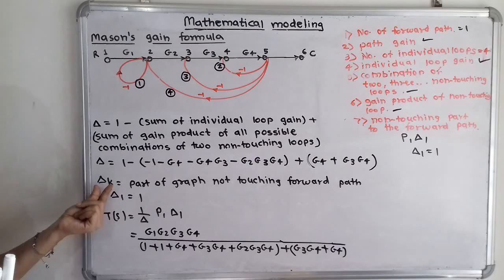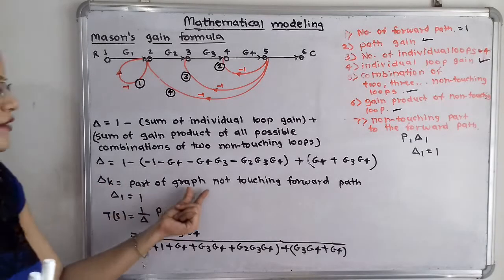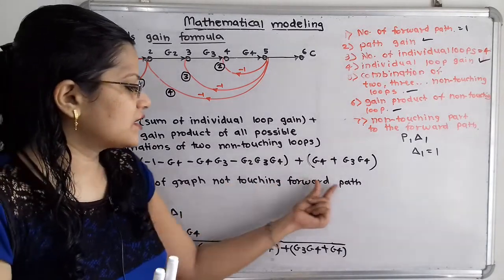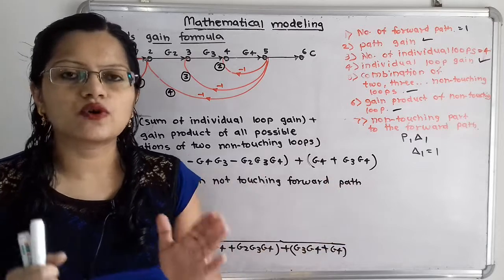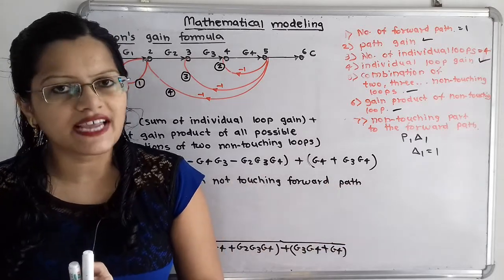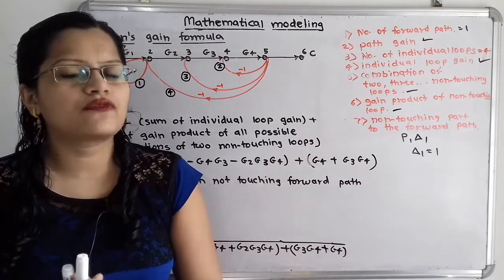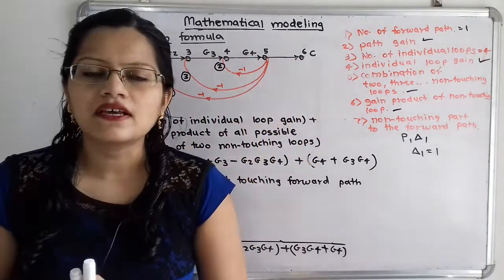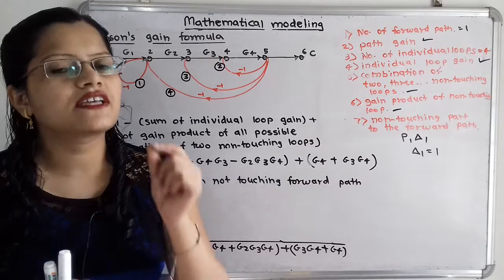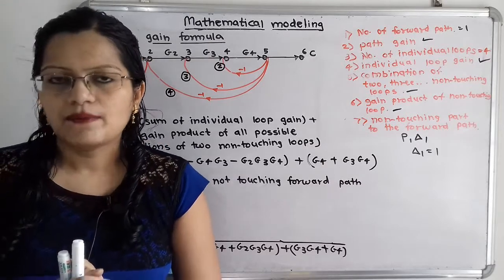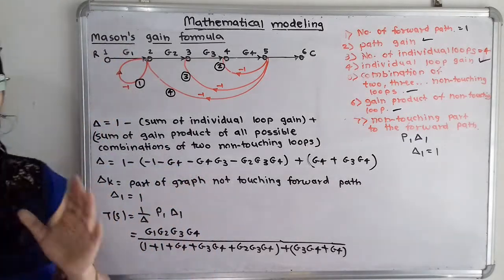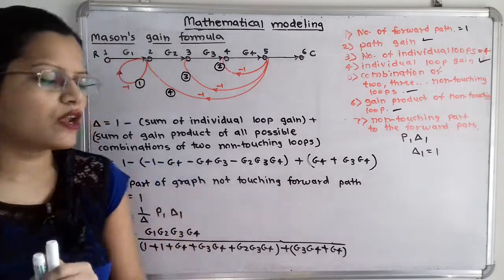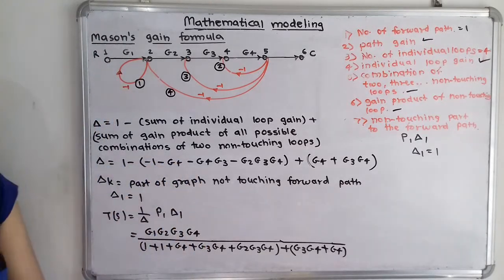Then what is delta K? That is the part of the graph not touching the forward path. There is no such path. In this question there is only one forward path, so we consider only delta 1, because K is the number of forward paths. What is the value of delta 1? It is equal to 1.